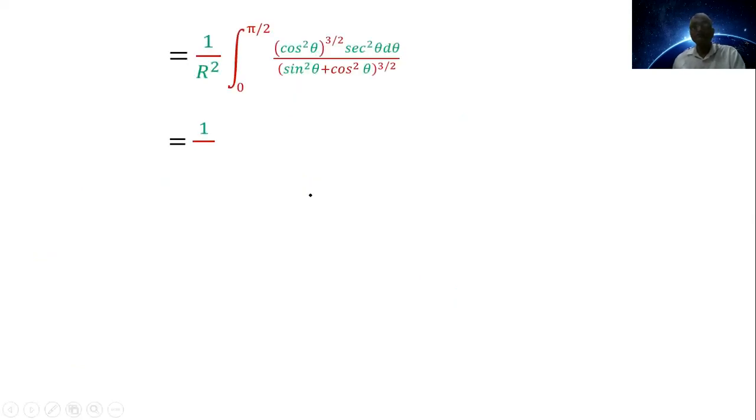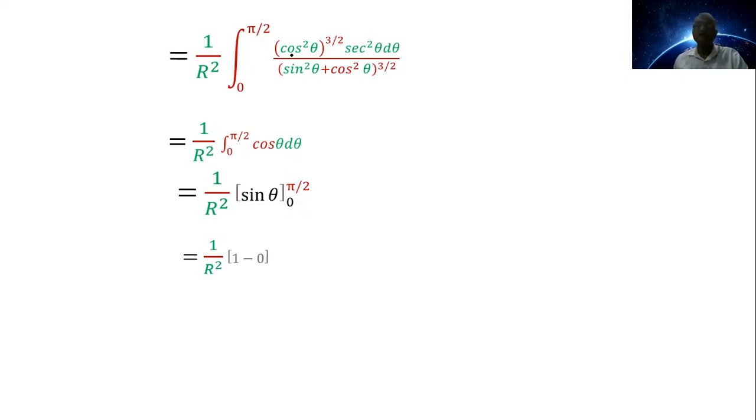And that is, we can solve this, and finally we get it like this: 1 upon r square integral 0 to pi by 2 cos theta d theta, and you know the integral of cos theta is sin theta, and hence we get 1 upon r square into sin theta between the limits 0 to pi by 2. Now, finally we can solve this.